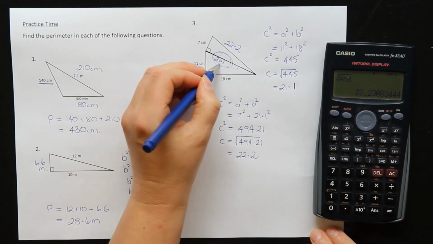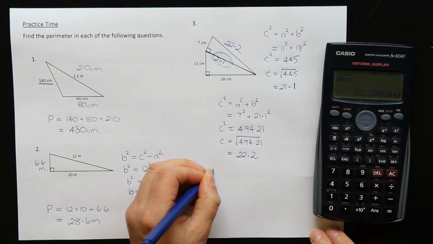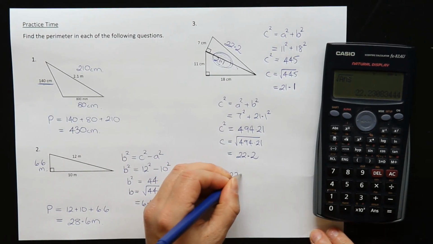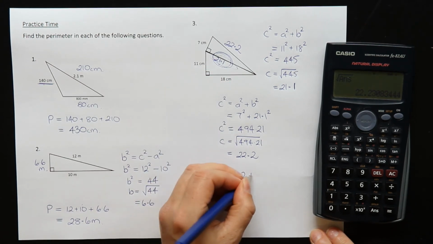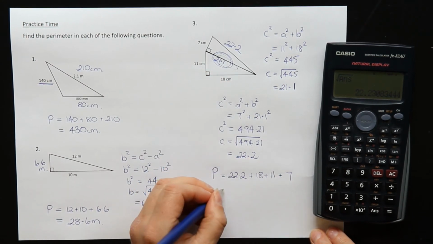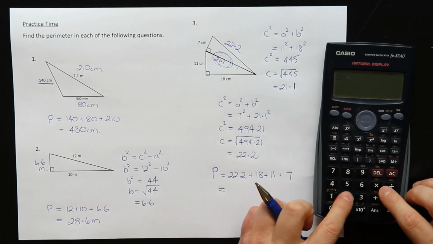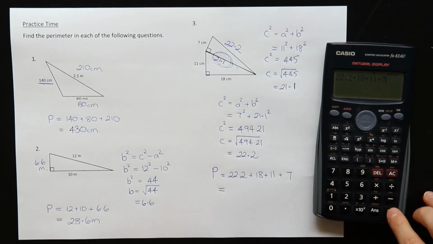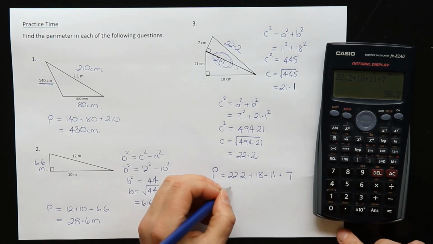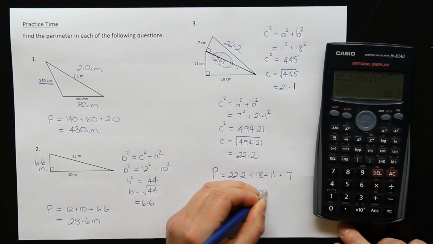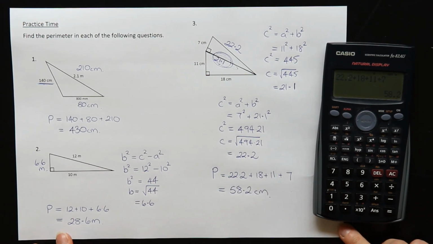Okay, now we have all the sides around the outside. As I said, this one won't count. So the perimeter is equal to, let's start with our 22.2 and go around. We have 18 across the bottom, 11 and 7. Adding them all up, we get 58.2 centimetres. There it is.